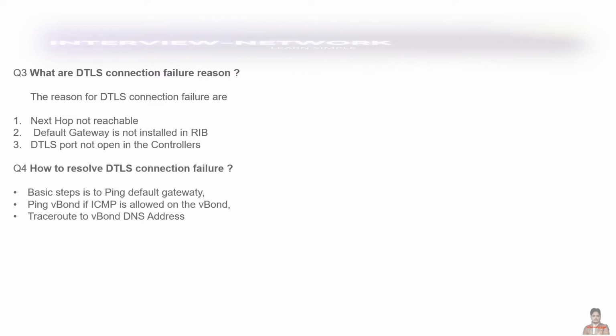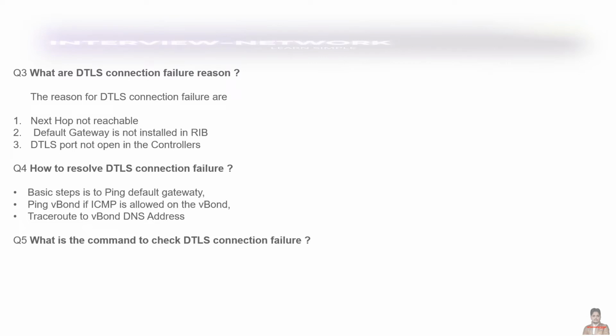Question number 4, how to resolve the DTLS connection failure? Number one, you need to do a basic ping to the default gateway. Number two, ping the vBond if ICMP is allowed on the vBond. And number three, trace route to the vBond DNS address. With these basic steps, you'll be able to figure out where the problem is, why the connection is dropping, at which hop it is dropping, and accordingly you'll be able to restore the services.